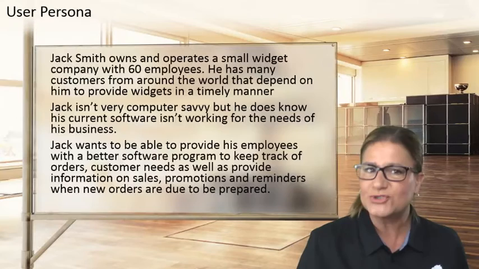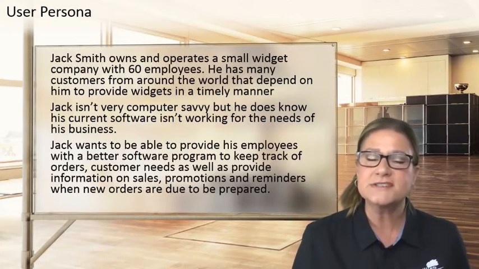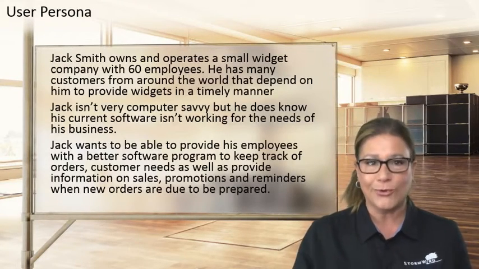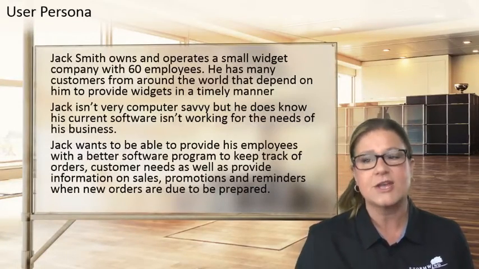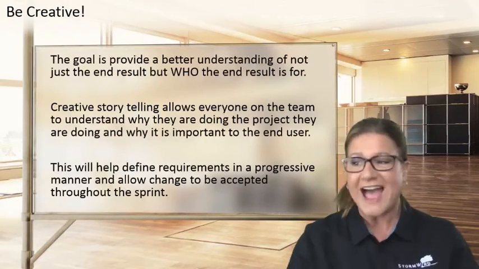Okay, so after this, I and my team are starting to get a better understanding. Okay, this is who Jack is as a person. This is the epic, the big overview. And here are some of the user stories that will help us put together a plan in order to execute what Jack Smith needs for his employees and for his customers. This is just a very basic example. You can be as creative as you want to be.